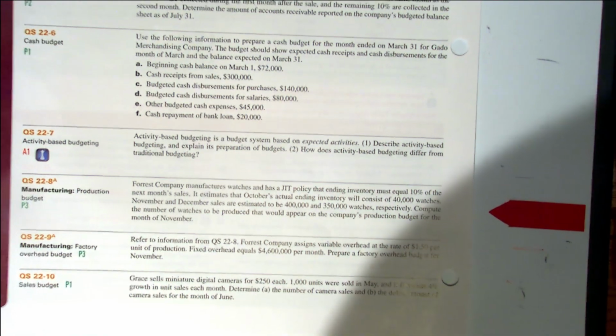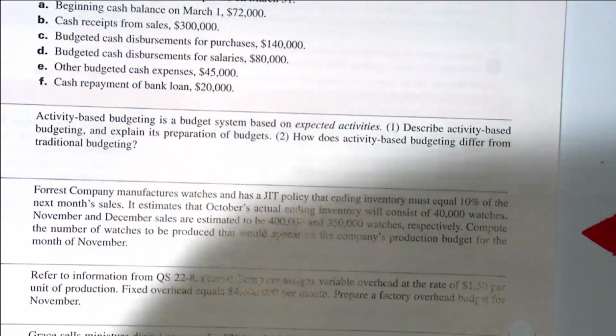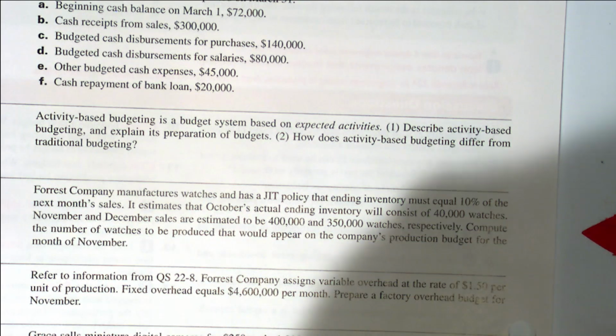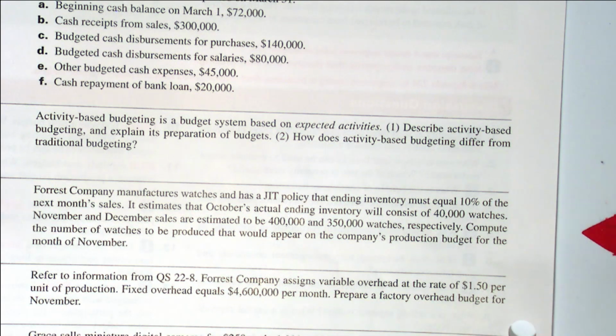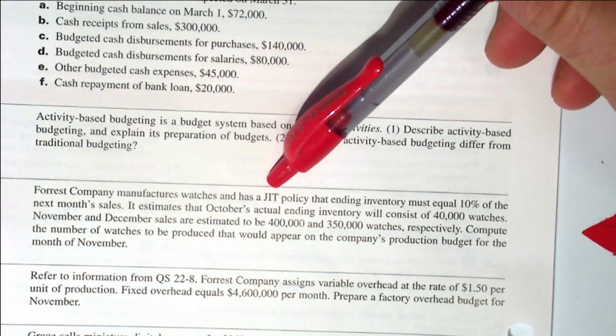Let's take a look at Quick Study 22.8. Let me zoom in on that a little bit in case you didn't bring your book, because I'm going to use Quick Study 22.8 as a way to demonstrate this methodology. Let's read it. Forrest Company manufactures watches and has a JIT policy.